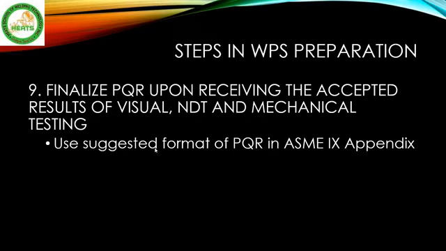Next, once the mechanical tests are acceptable, you finalize the PQR, upon receiving the accepted results of visual and mechanical testing. So you use the suggested format of PQR in the ASME 9 appendix. So you finalize the PQR. All the actual parameters written in the run sheet, you transfer to the PQR.